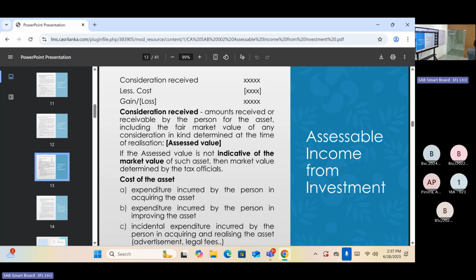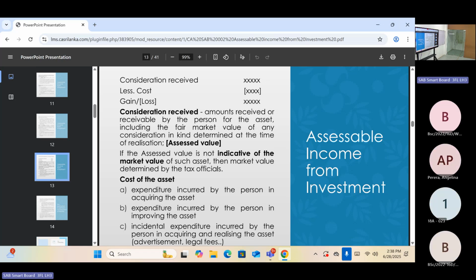cost of such investment asset. Cost of investment asset shall be equal to the market value of the asset as of 30th September 2017.